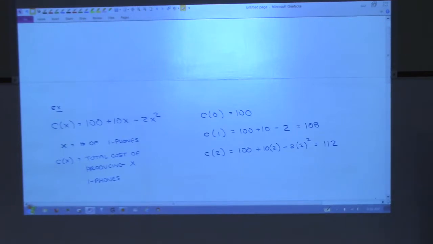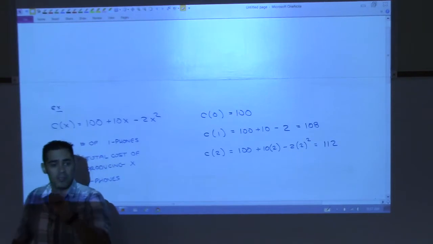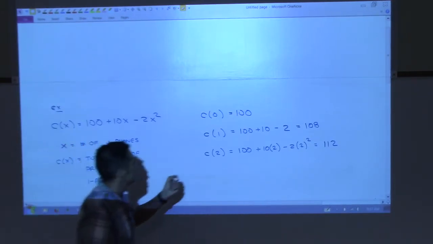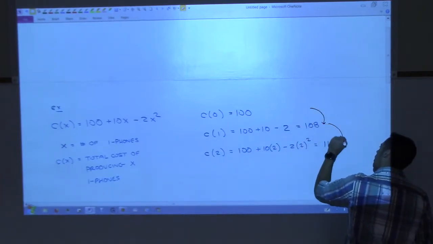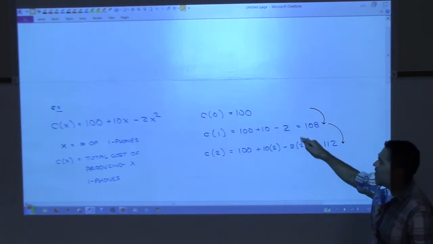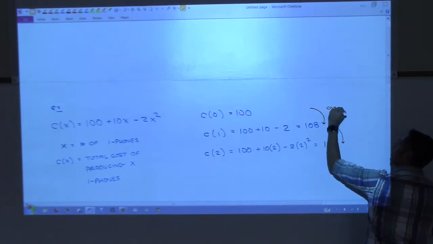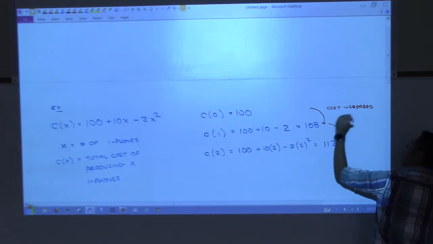So what I want you to pay attention to is that all we're doing here is plugging numbers into the original cost function, which is nothing special. What we want to pay attention to is what was the change in the cost as we went from producing one to the next. So how did our cost change as we went from 0 phones to 1 phone? We had an increase, right? The cost increased by how much?